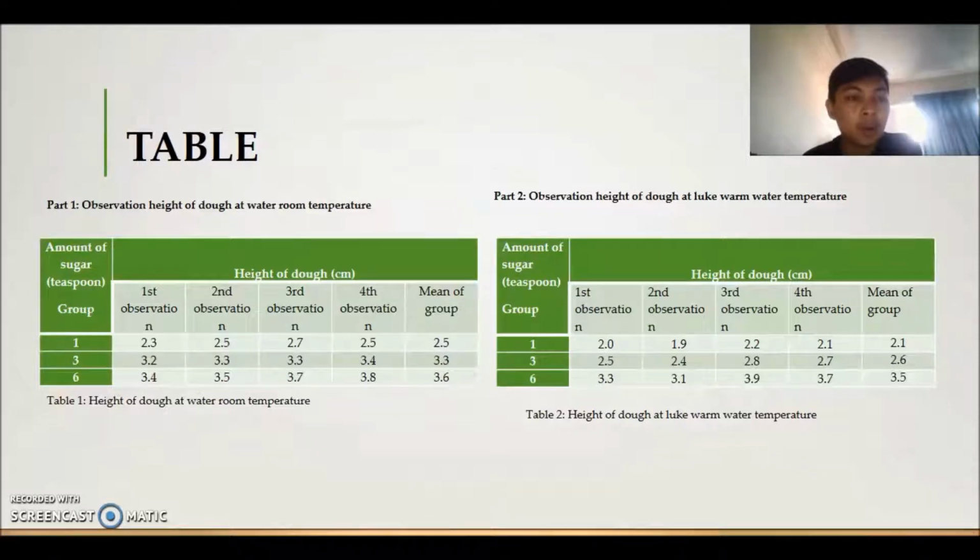Okay, this is for our observation. For table A, the observed height of dough at room temperature. We get the mean for the first observation, and the average for 1 tablespoon is 2.5, and then for 3 tablespoons it is 3.3. Then the mean of the fourth observation for 6 tablespoons is 3.6. For part 2, we observe the height of dough at lukewarm water temperature: for 1 tablespoon it is 2.1, for 3 tablespoons it is 2.6, and for 6 tablespoons it is 2.5.